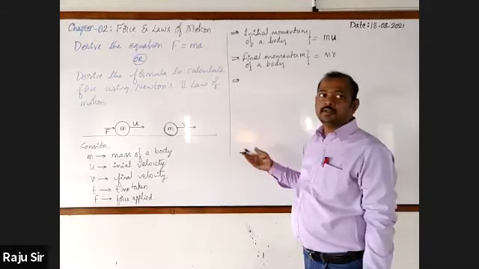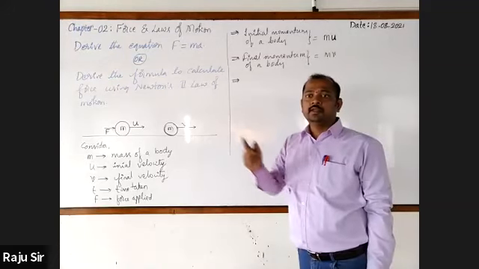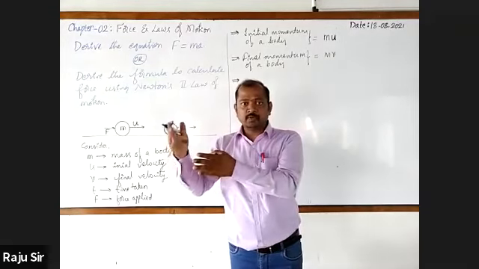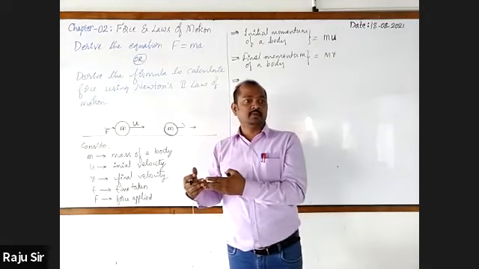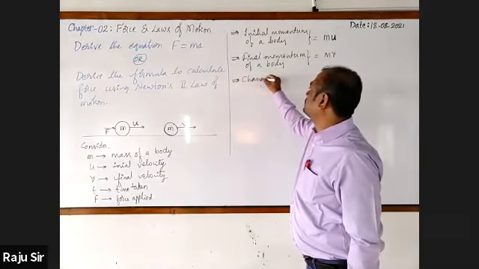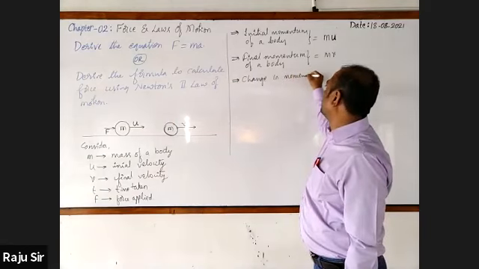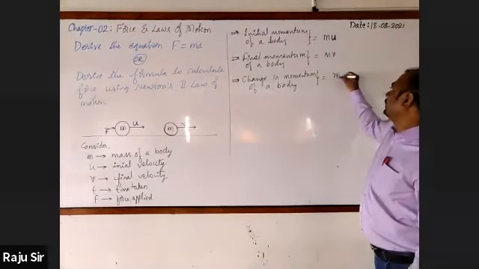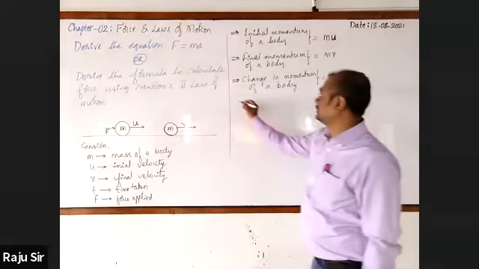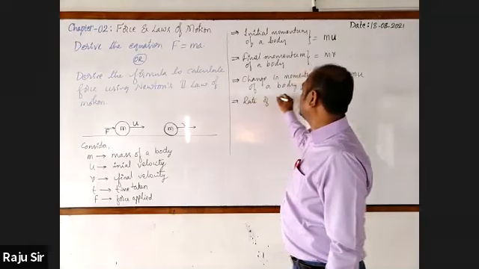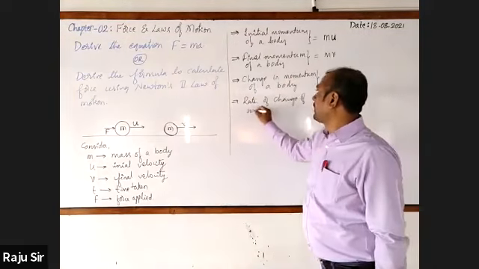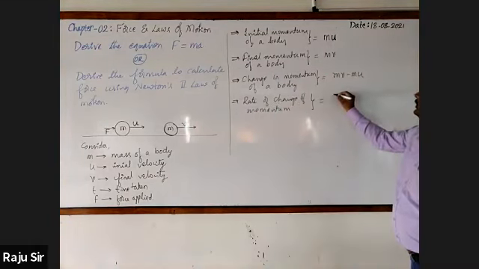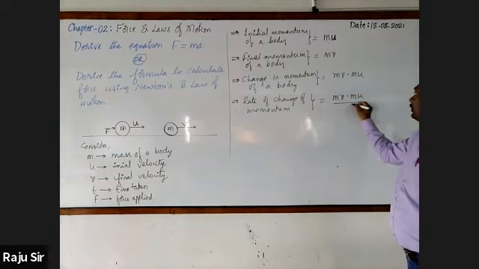We need the change in momentum. Why? According to Newton's second law of motion, we need the rate of change of momentum. Change in momentum of a body is mv minus mu. Rate of change of momentum is mv minus mu, divided by t.